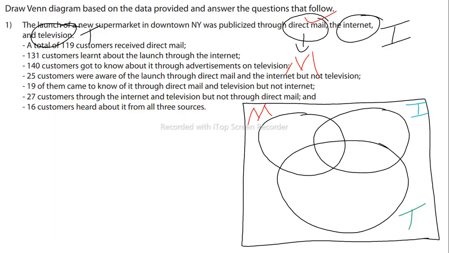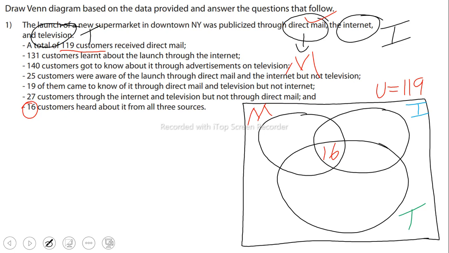Okay, so let's do this. 119 customers in all. So that means our universal set is going to contain 119 people. A good thing to plot out right away is the intersections. I think that's pretty easy. I would start with the intersections first, like the 16 customers from all three sources. I would plot that first.